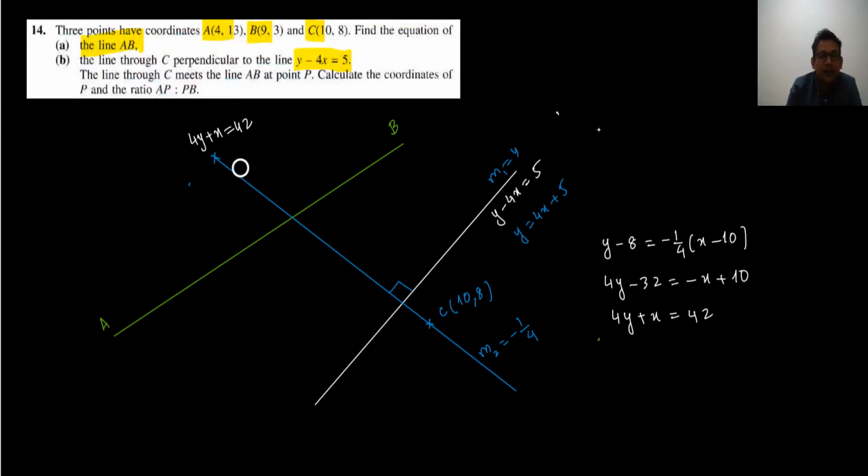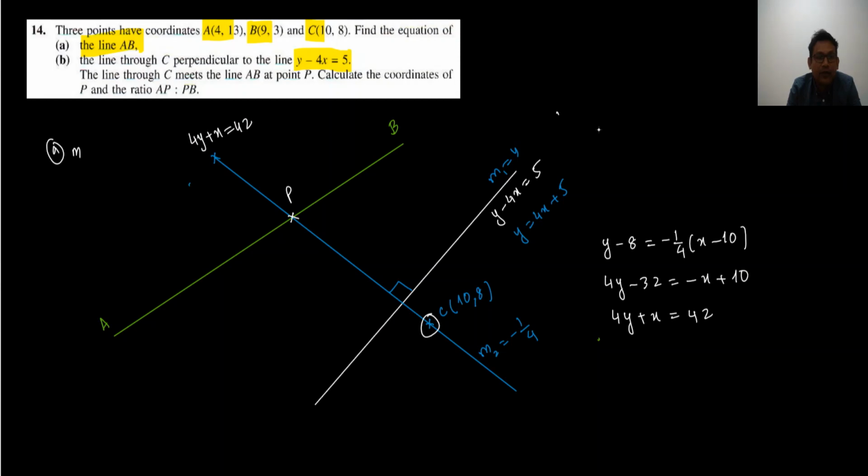This line is the line through C which has the gradient minus 1 upon 4 because it is perpendicular, and the line through C meets line AB at point P. Calculate the coordinates of P. I'm solving this question for you. For this, we need the equation of AB, which is the first part. So let me find the equation.